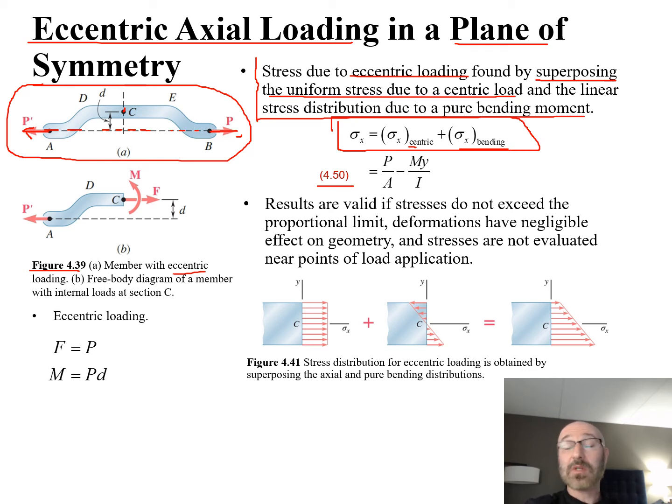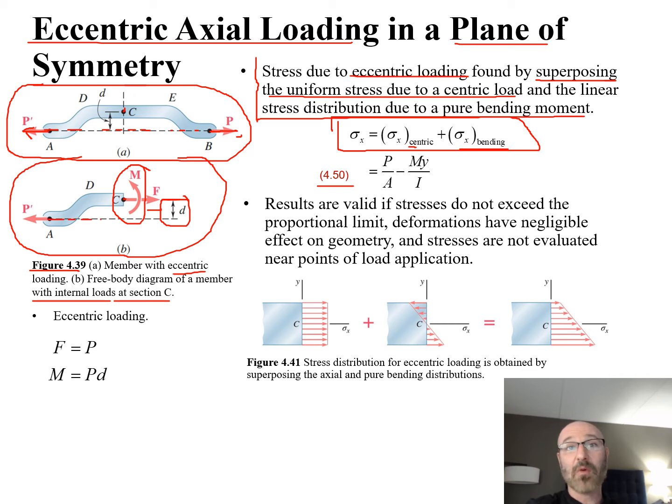Now from this, if we were to section this off at C, we get down to part B of this figure. So this is the free body diagram of the member with internal loads at that section C. So we section it at C, and now we can see those internal loads. There's our force and there's our moment. And we have some distance between this force and where we're taking our moment about C, shown as d, our distance away from where our load P is applied down here.